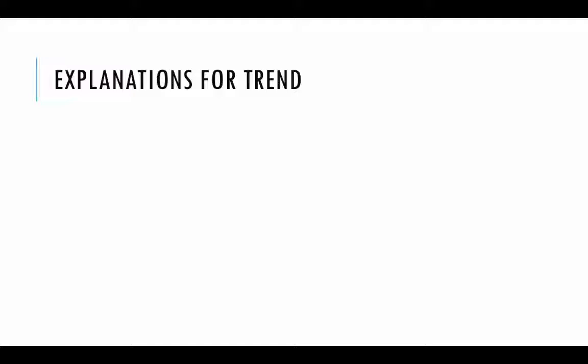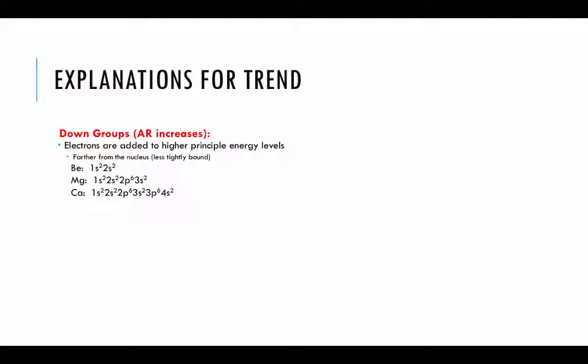Let's consider the explanation for this trend. Looking first at the down a group trend, electrons are being added to higher and higher principal energy levels, as seen here. As we go from beryllium to magnesium to calcium down the group, our valence electrons are in the second, then the third, then the fourth principal energy level. Since these electrons are further from the nucleus, they're less tightly bound. Likewise, since they're further from the nucleus, the radius is increasing.